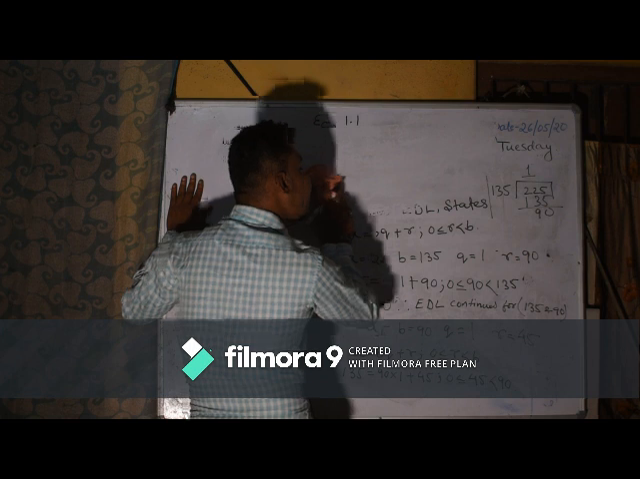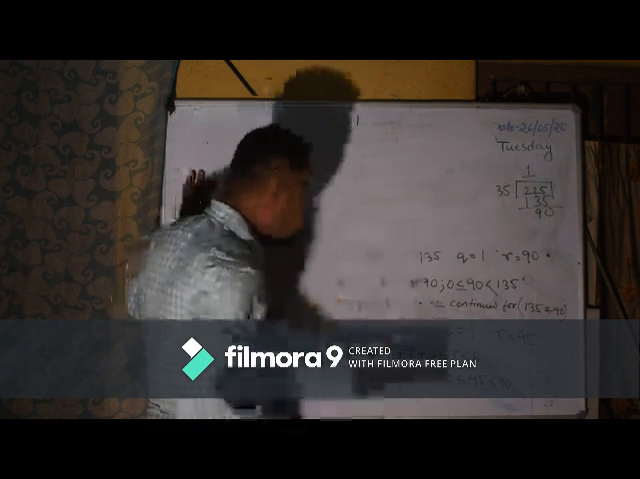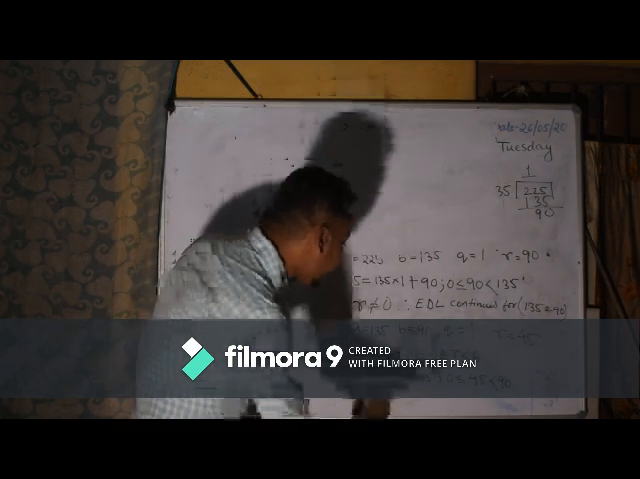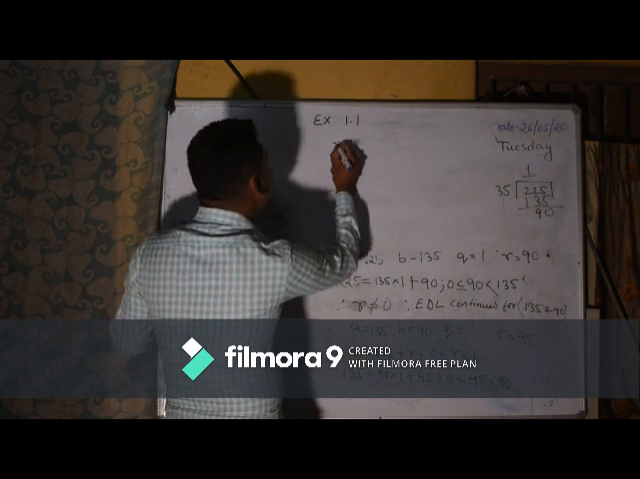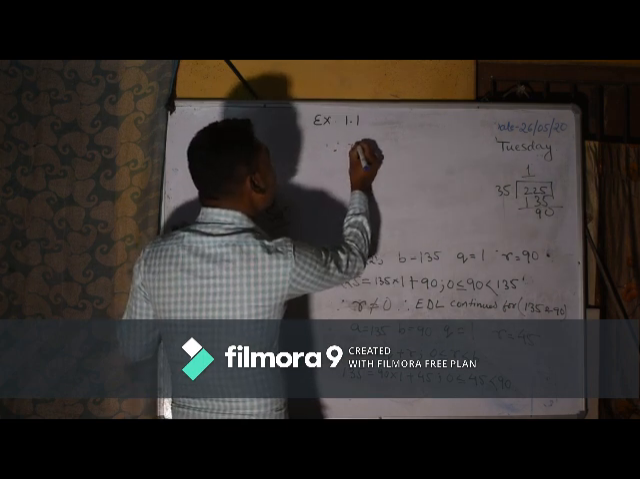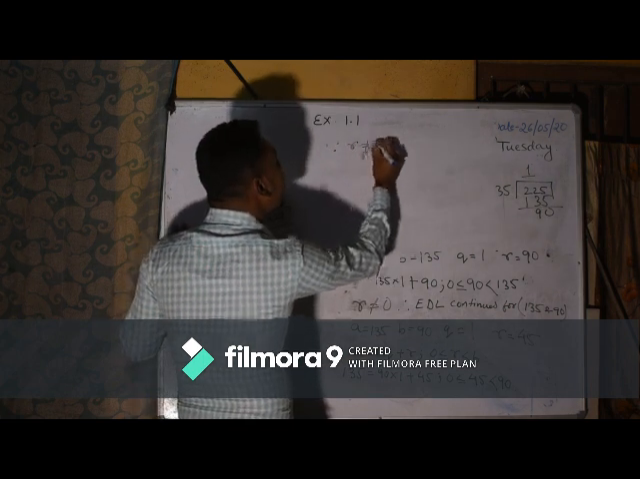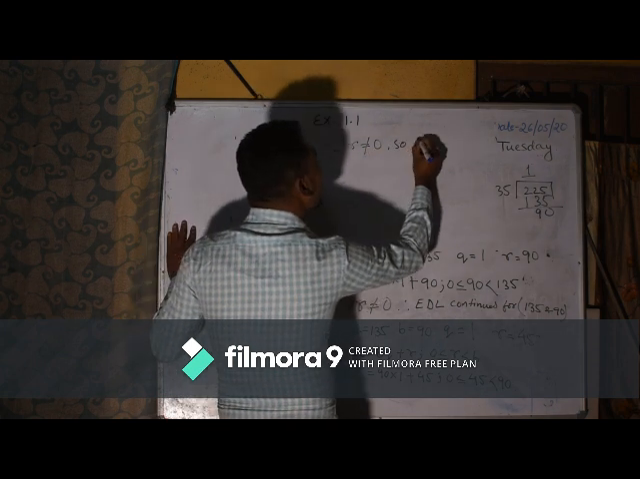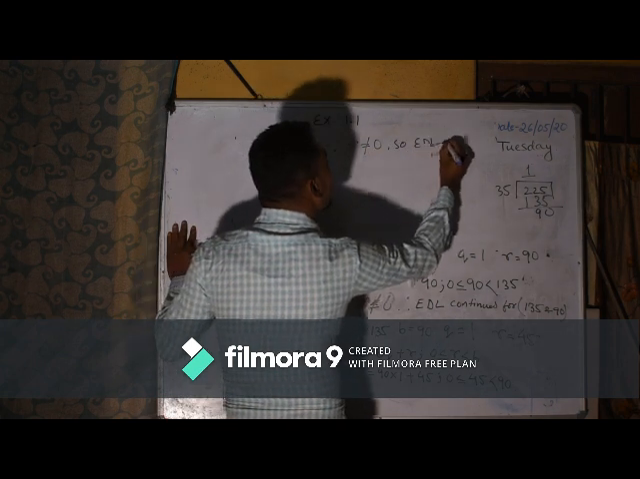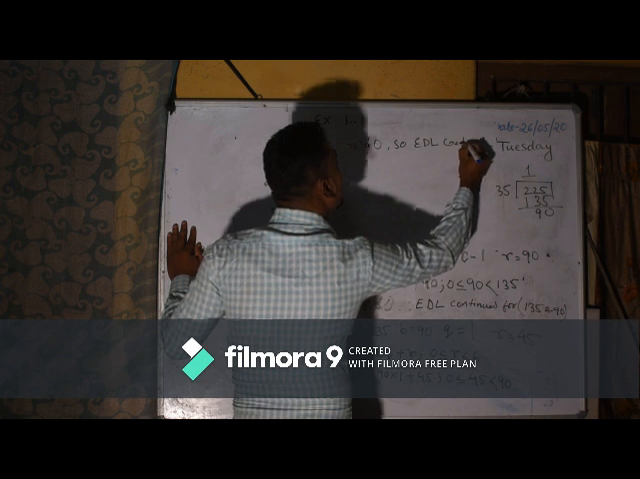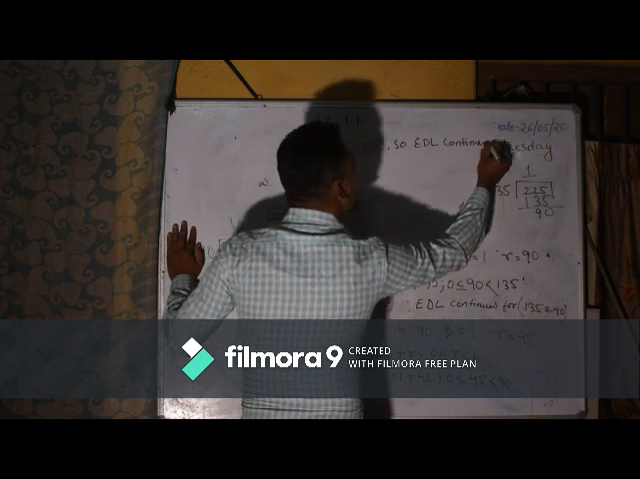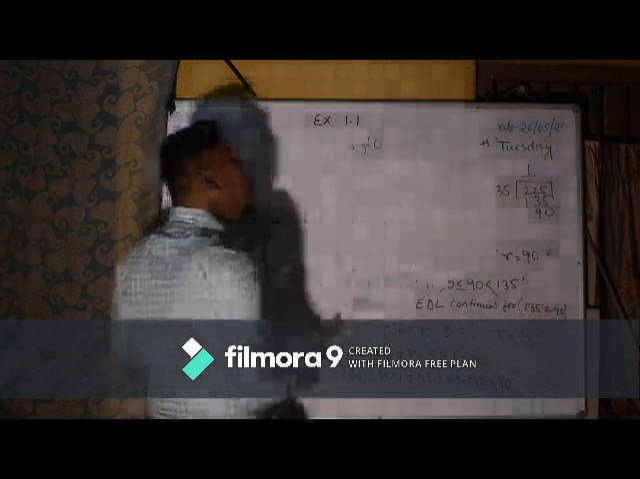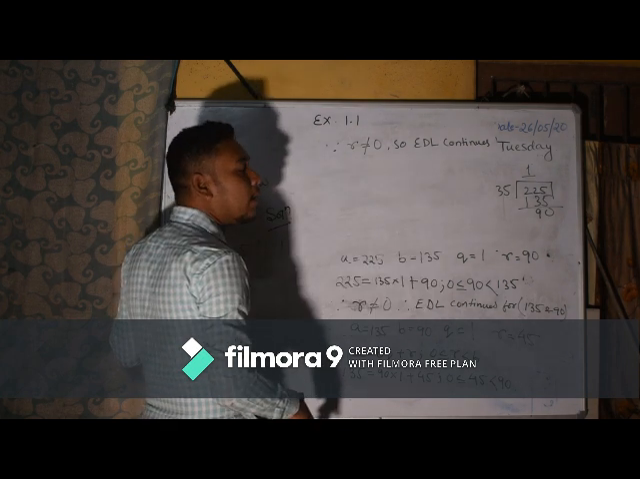Next step, that is here. Since R is not equal to 0, so EDL continues. Same step we are repeating again and again. That is Euclid division algorithm.